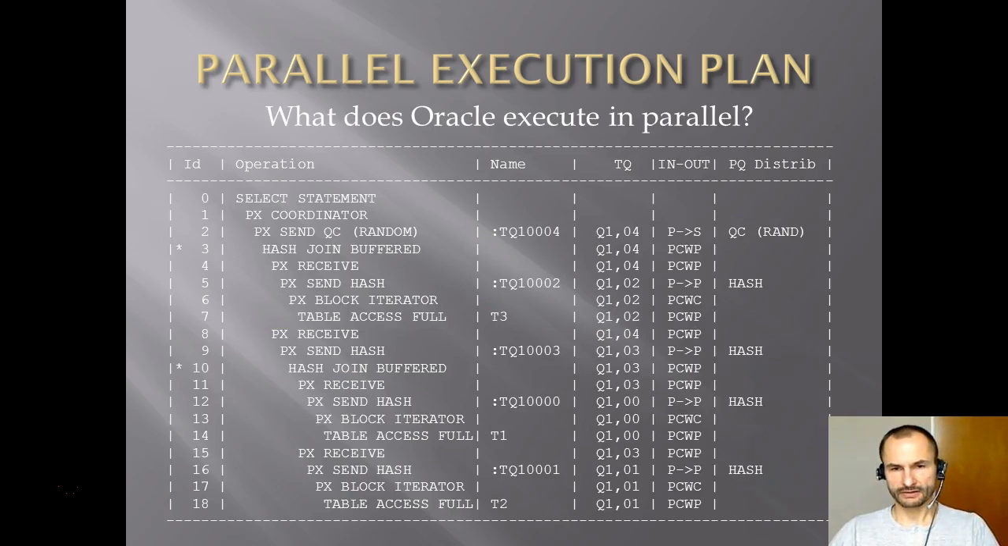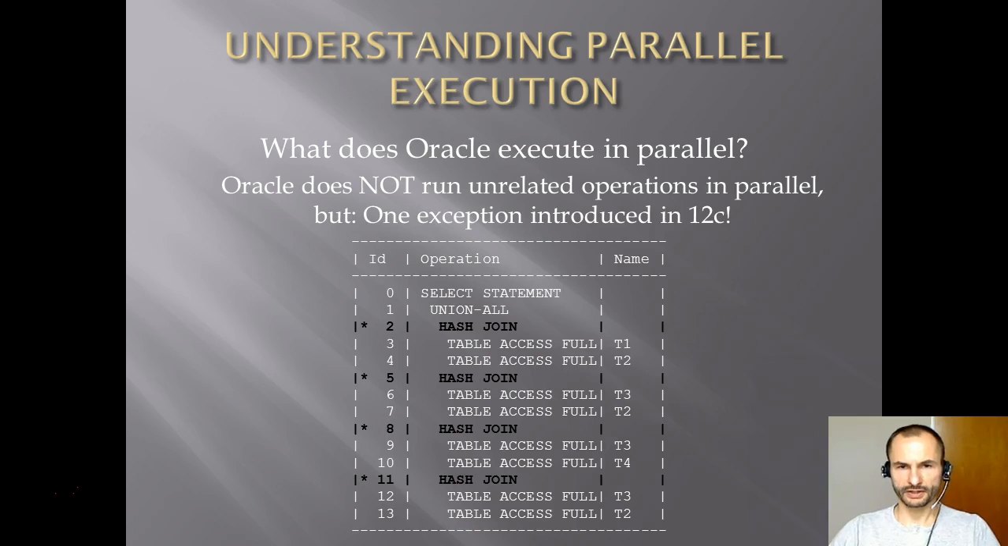in order to understand these things, let's start with how Oracle actually executes things in parallel. One possible theory could be that it starts to run unrelated operations at the same time. For example, it could run this table access full here, and maybe this table access full, and also this table access full at the same time. And this would also be some kind of parallel execution, but this is not the way it usually works with Oracle Parallel Execution. There is one exception to this rule that was introduced with Oracle 12c.